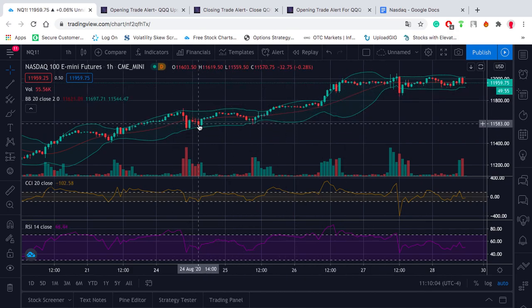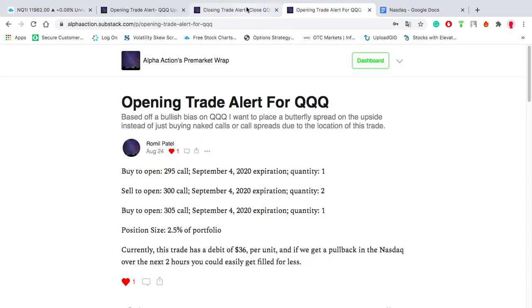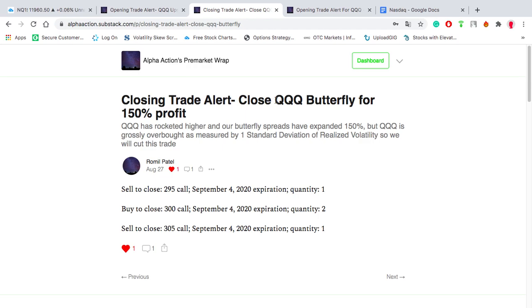And it wasn't even that big of a move, right? But that's the thing with butterfly spreads. They're just so cheap. They expand so easily that all you need is a small move, and it expands really quickly. So that's what I did first. Later on, I closed out that spread, closed the QQQ butterfly for 150% profit. I did this Thursday morning, so in less than 3 days, we were out of this trade for 150% profit.